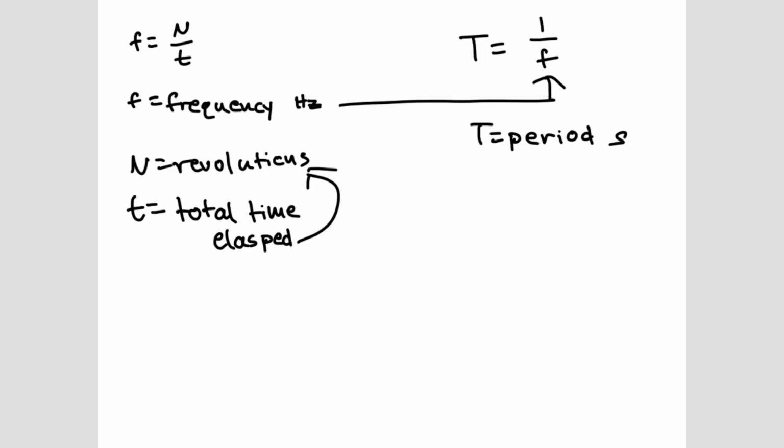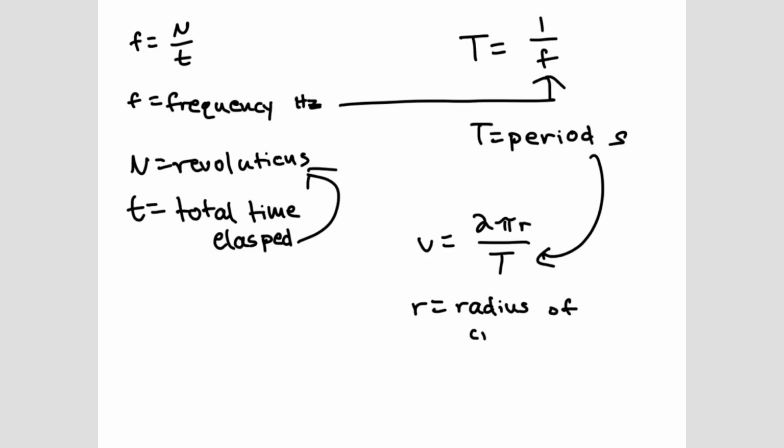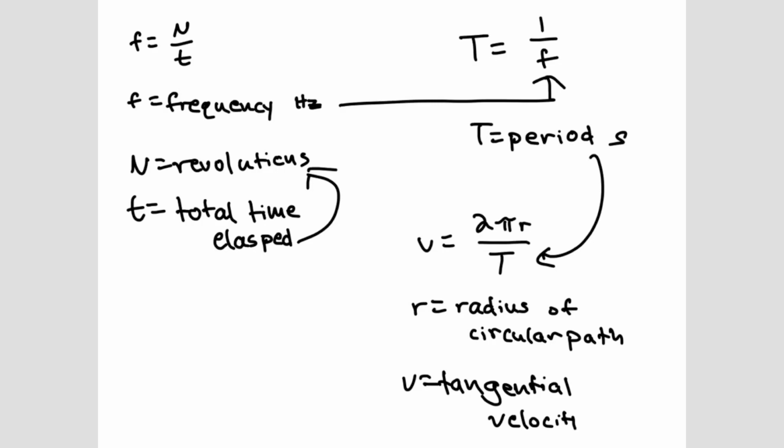One more formula here. V is equal to 2 pi r over t. Now, again, as you know here, t is the period. So I'll do another arrow there. R is the radius of the circular path. And v is equal to tangential velocity. I never know if I'm saying that right, but I'll just roll with it. Tangential velocity.